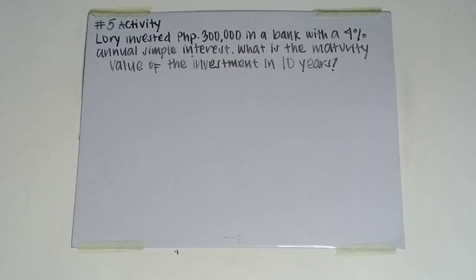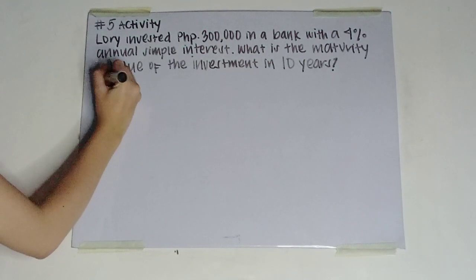Activity 5, Lori invested 300,000 pesos in a bank with a 4% annual simple interest. What is the maturity value of the investment in 10 years? Write the given.